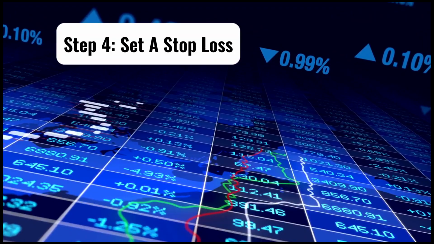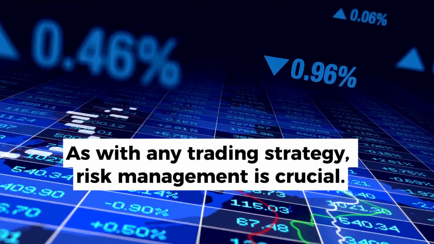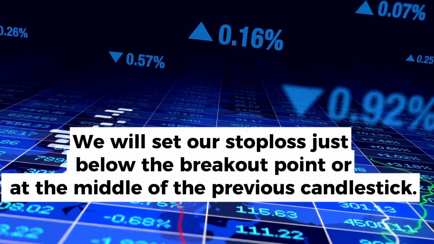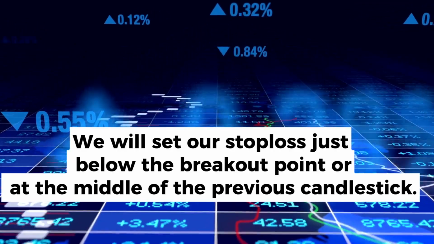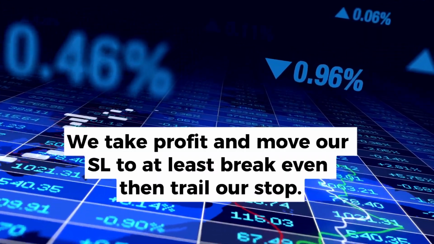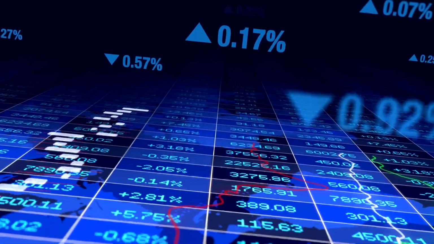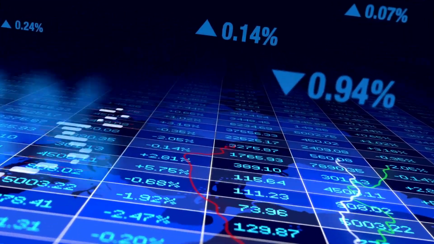Step 4. Set a stop loss. As with any trading strategy, risk management is crucial. We will set our stop loss just below the breakout point or at the middle of the previous candlestick. As we take profit, we move our SL to at least break even, then trail our stop. Once all criteria are met, it's time to execute our trade.